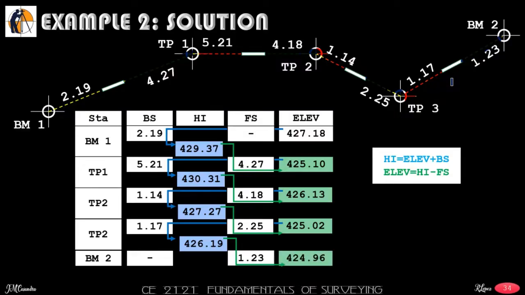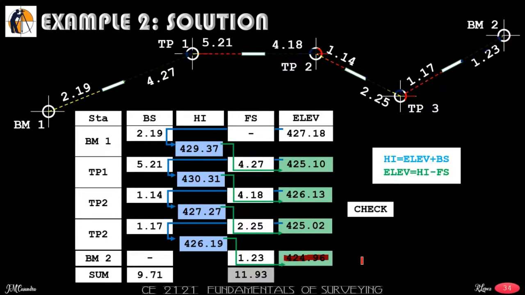424.96. So from the problem, our elevation for benchmark 2 is 424.96. So for our checking, compute the sum of your backsides and foresights. So 9.71 and 11.93.